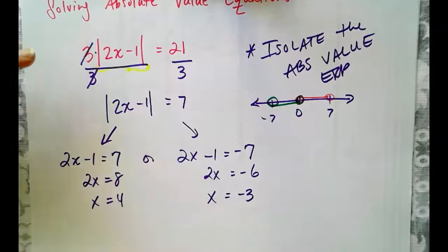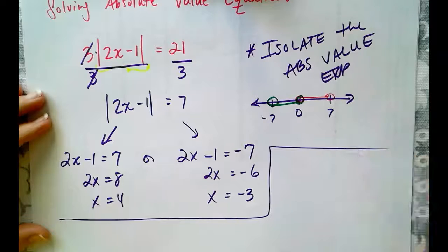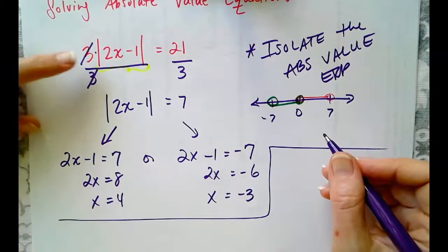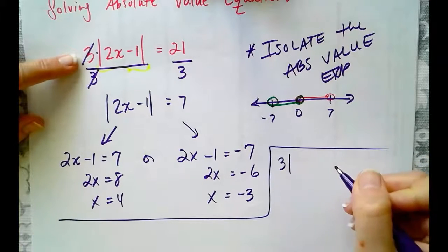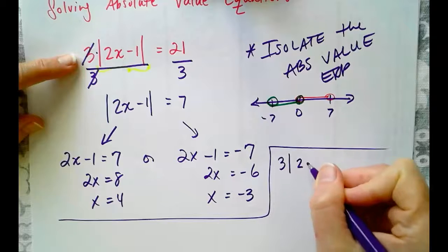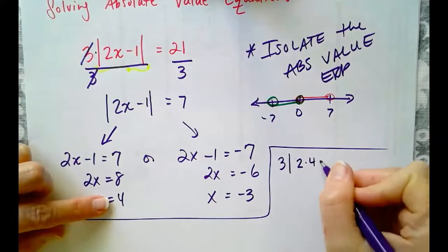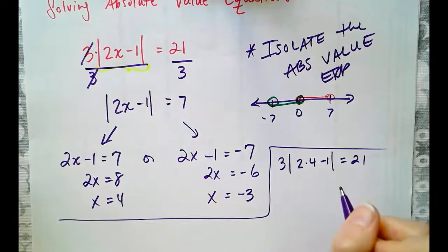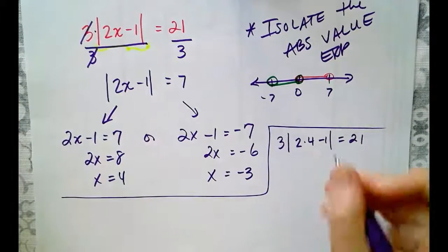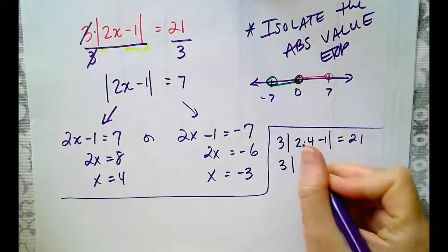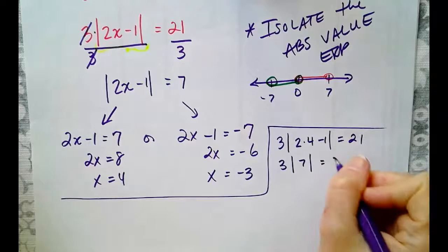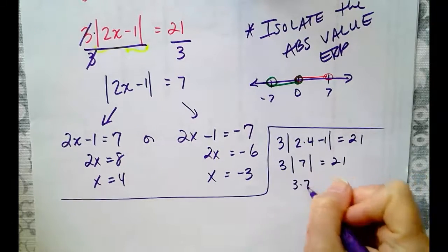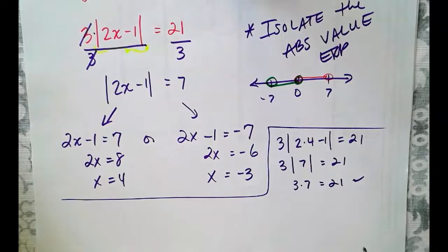Both of these numbers will make this equation true. Let's give it a quick check. So first the 4 going into the original equation. So 3 times the absolute value of 2 times 4 minus 1, does it equal 21? Well, inside the absolute value bars, follow order of operations always. So 3 times 8 minus 1 is 7, and the absolute value of 7 is 7, so 3 times 7 is 21. Yes, it checks.